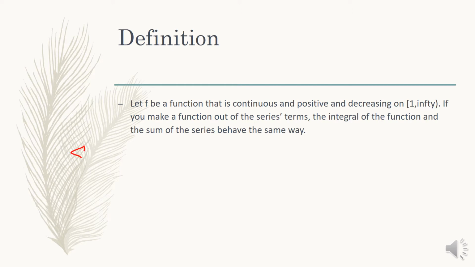So basically you're going to start with a series. It's going to have these terms a sub k. What you want to do is look at the function that's equal to the terms of the series. Then we know that the sum and the integral from 1 to infinity of f of x dx, these behave the same way. So if the integral diverges, then the sum or the series diverges. If the integral converges, then so does the series.